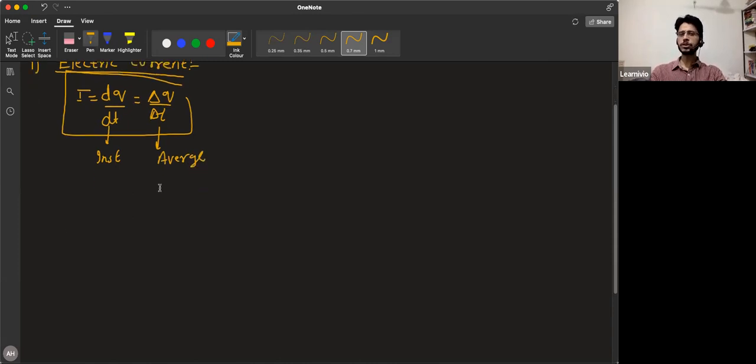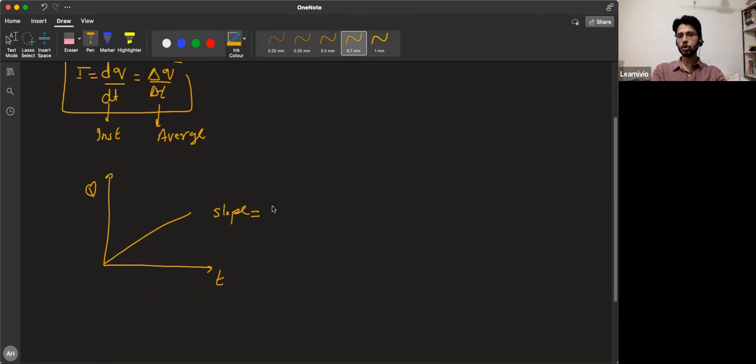Then you can get questions on graphs. Like if I give you the charge versus time graph and this graph is a straight line, what is the slope of this graph? Now please unmute your mics. I need answers because this is just the revision. How to calculate slope? Slope is the y coordinate divided by the x coordinate. And what is y by x here? That's current. All of you please unmute your mics.